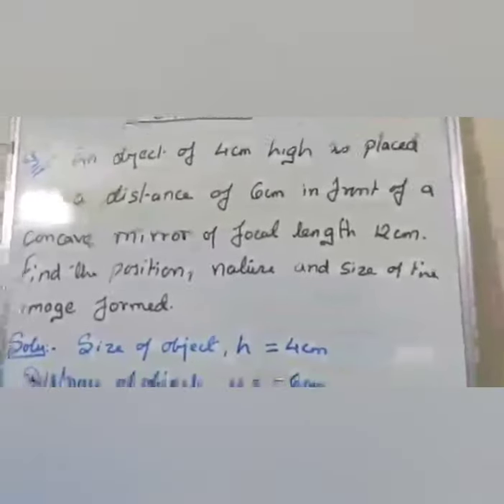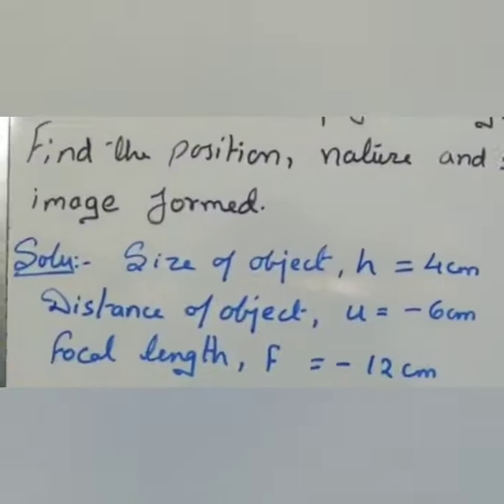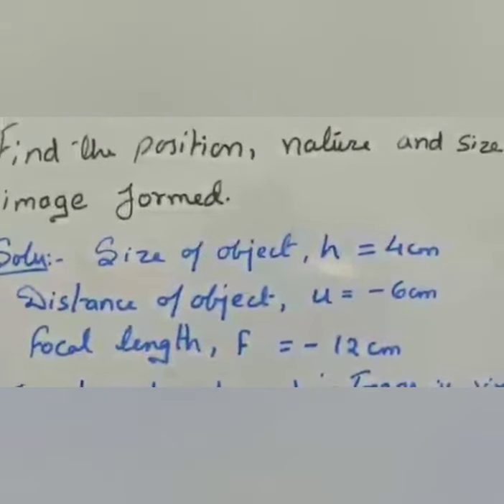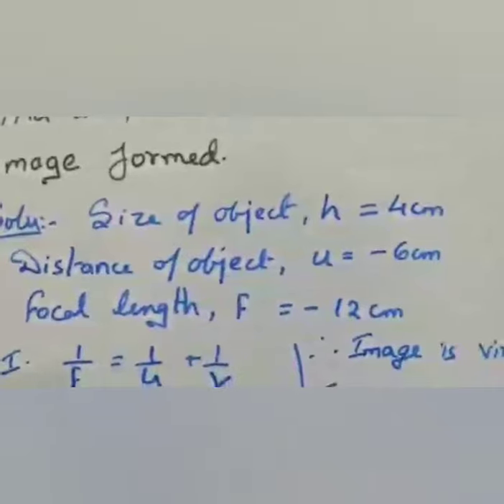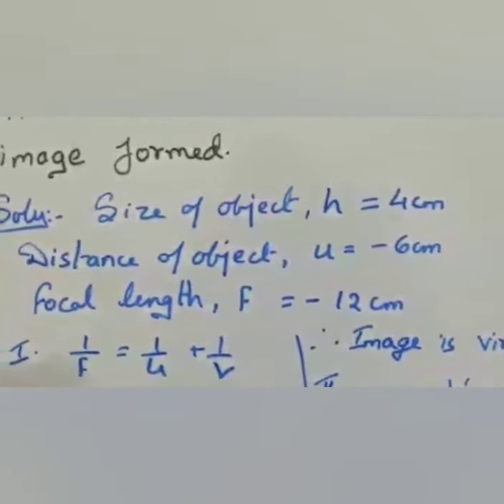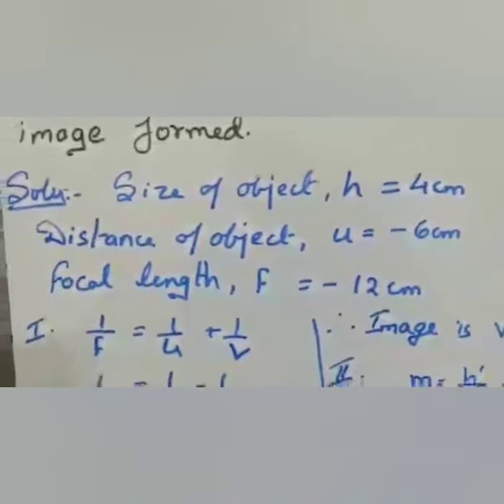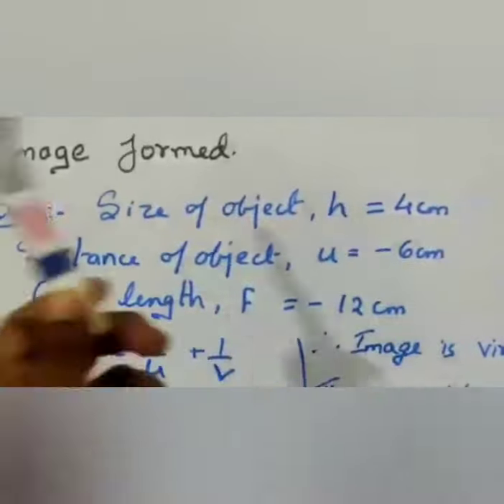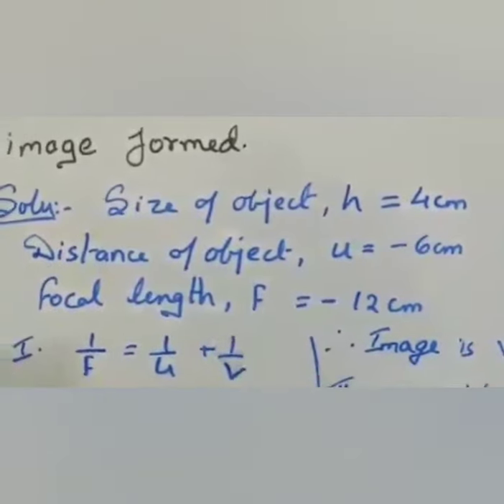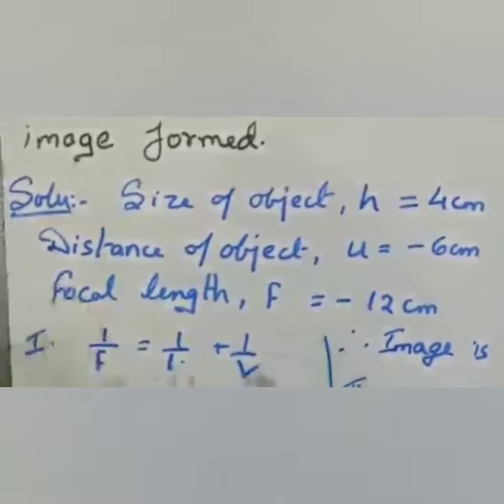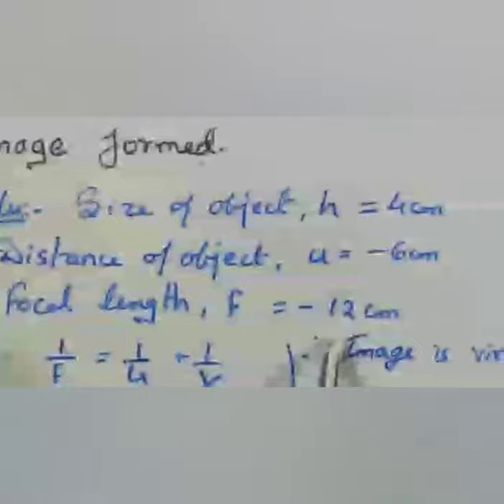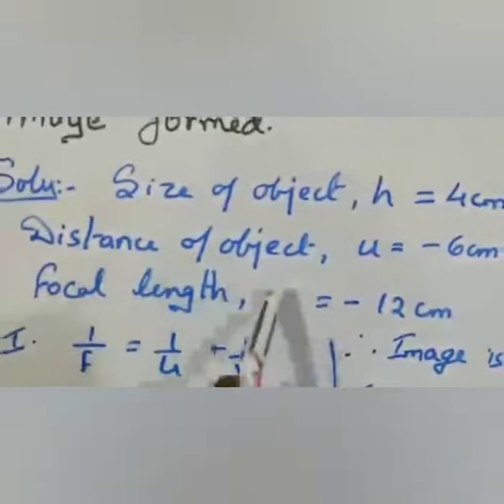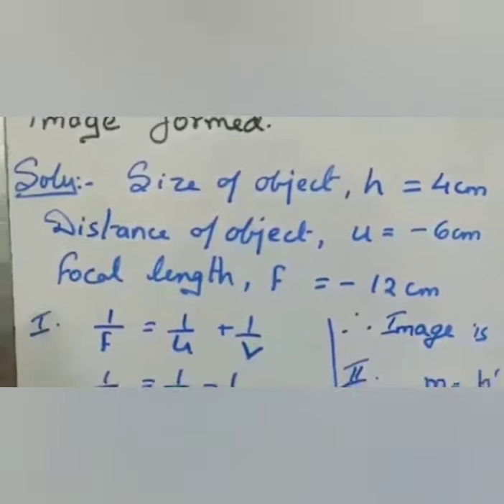Now the solution. Size of object h equals 4 centimeter. Distance of object u equals minus 6 centimeter because it is in front of the concave mirror. Focal length f equals minus 12. See the sign convention; you have to learn the sign convention by heart. f equals minus 12 because it is in front of the concave mirror, so f becomes minus.